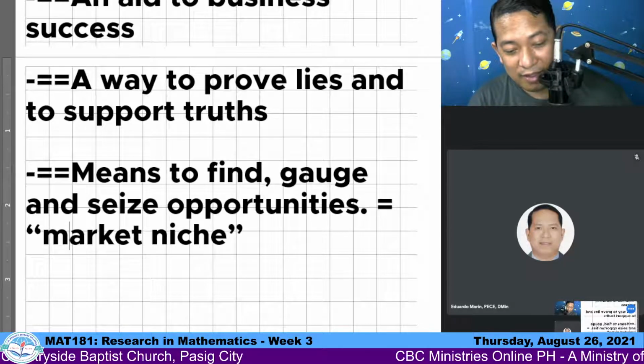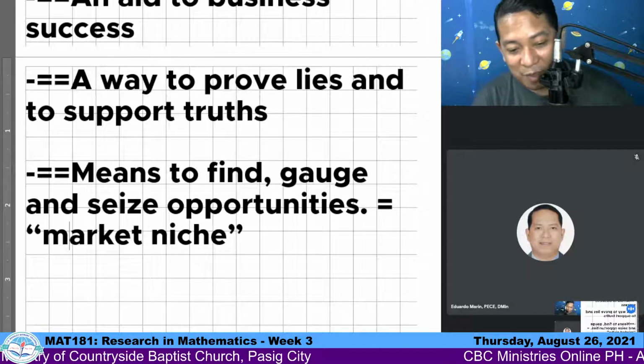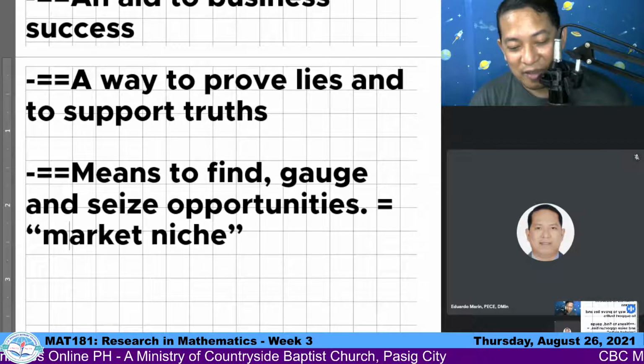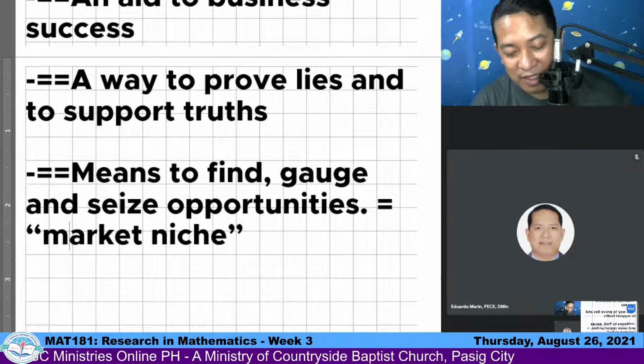Ay, nakalimutan ko pala sabihin kay Team Sweet, hindi po ito preaching. Ito po ay math class. Anyway, salamat din Team Sweet sa pagbisita.